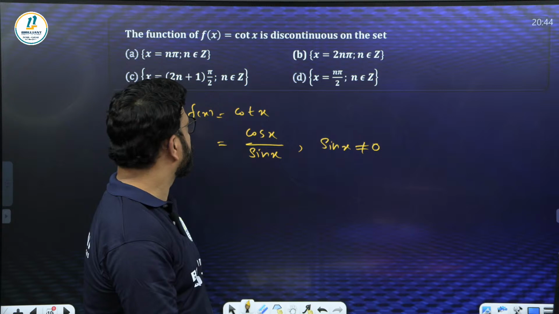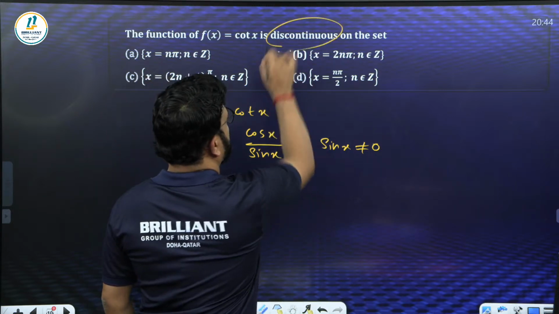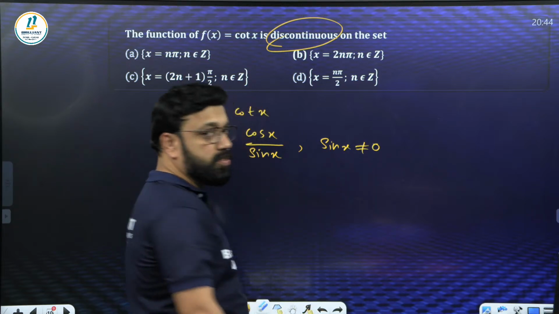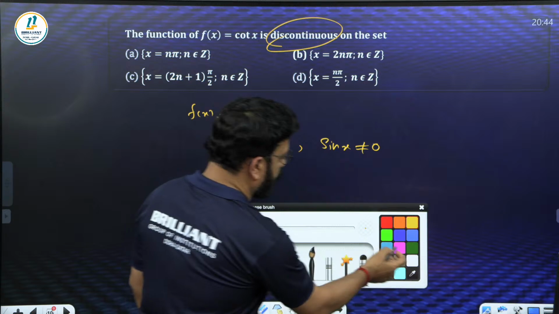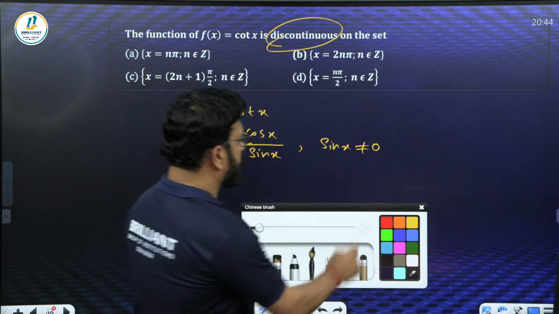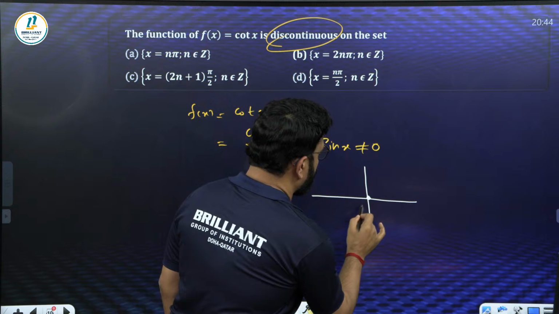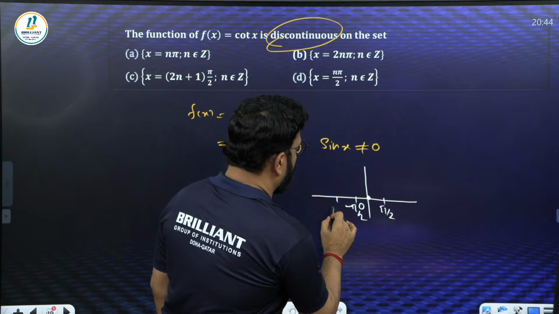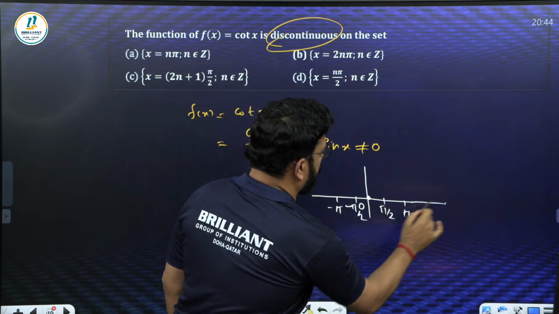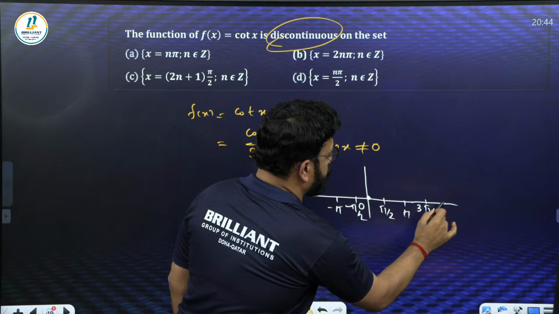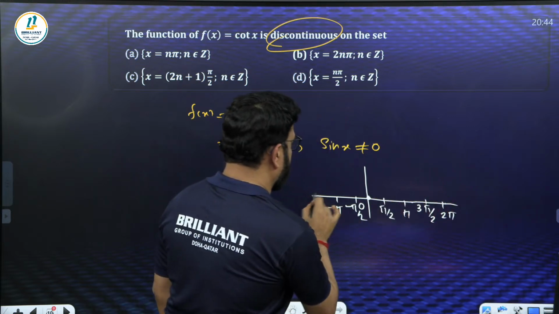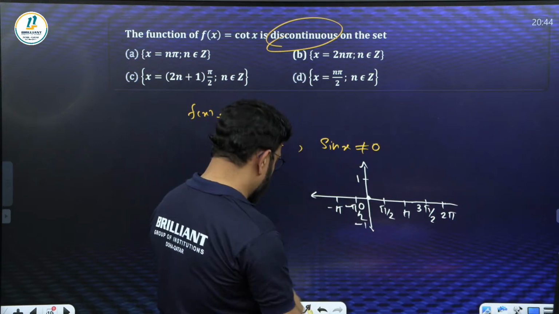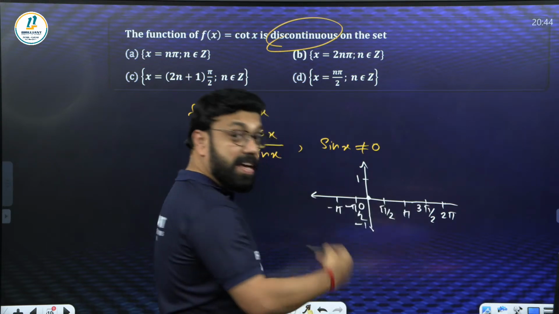When will sin x come to 0? Cot x is discontinuous when sin x goes to 0. When sin is going to 0, that is sin 0, sin 90 degrees, minus 90, pi by 2, minus pi, 3 times pi by 2, and 2 pi, 3 pi, 4 pi, etc. will come. The maximum value of sin is 1. The minimum value of sin is -1. What will come as the graph?